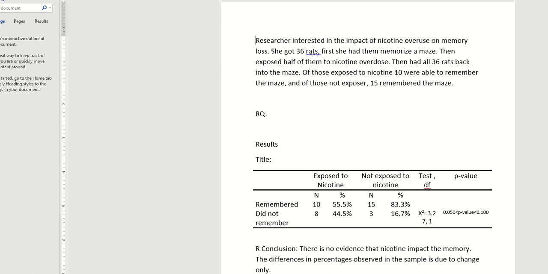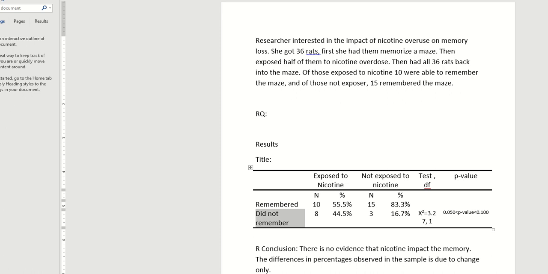36 rats divided into 18 and 18. 18 were exposed to nicotine and 18 not exposed. And then we wanted to see if they will remember the maze well or not. So how many groups did we have? Well, 2 groups, those exposed to nicotine and those not exposed to nicotine. The outcome is whether they will remember or not remember, so categorical outcome. Are these the same rats? No. So we're going to use the Pearson chi-square.